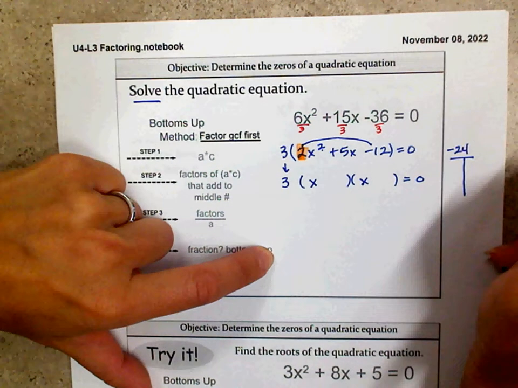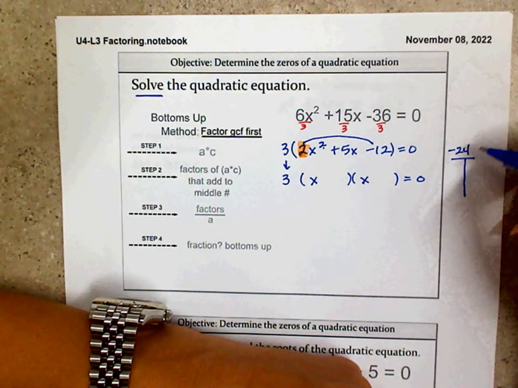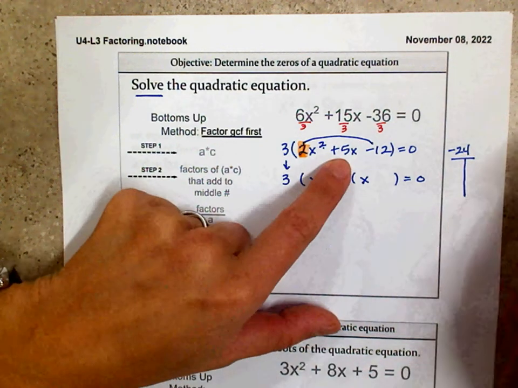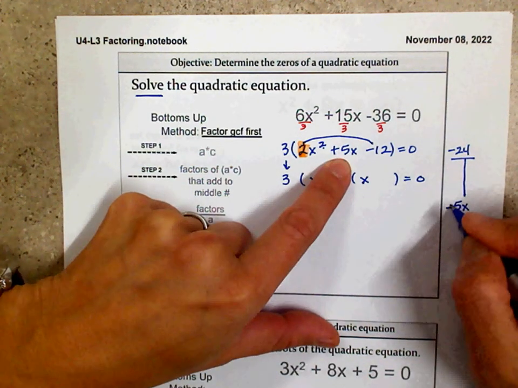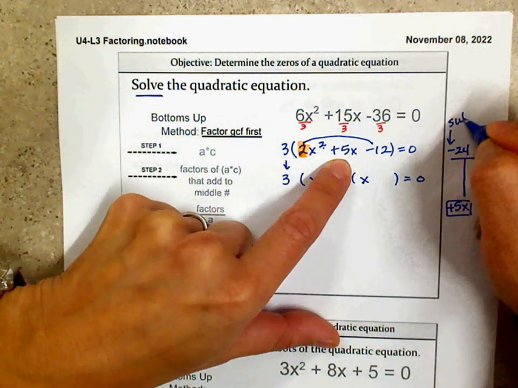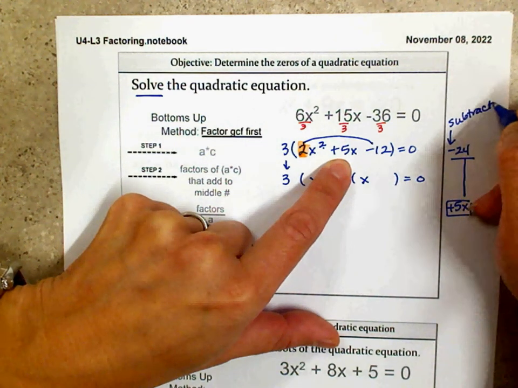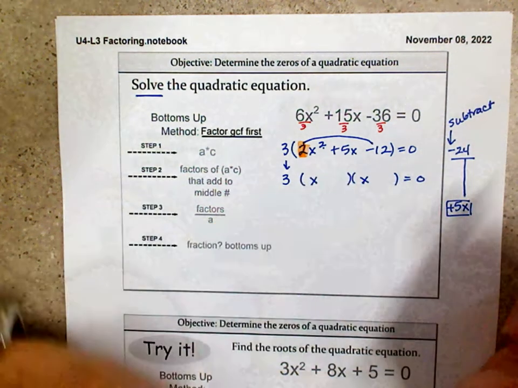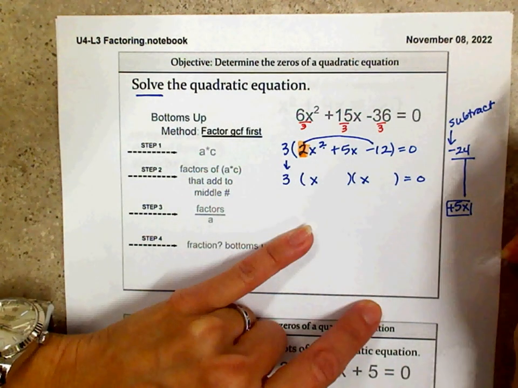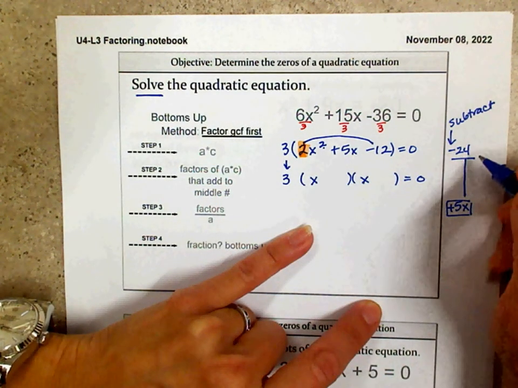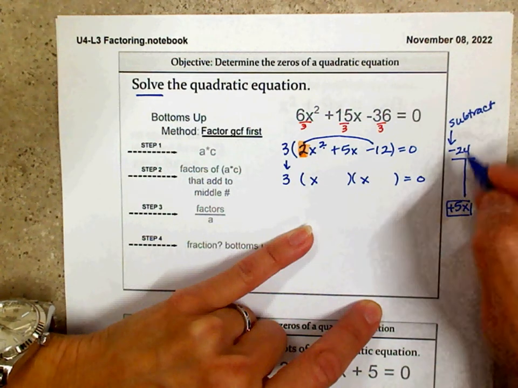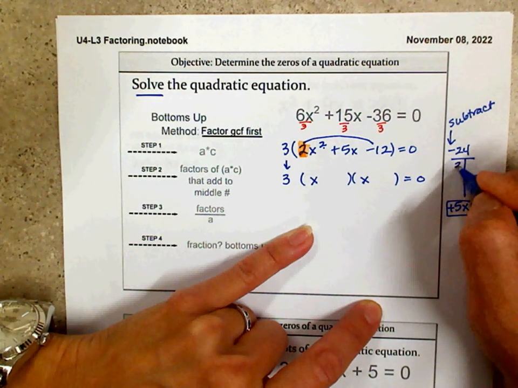All right. So what you want to do is find 2 numbers that multiply to give you negative 24, and subtract to give you positive 5x. And how do I know to subtract? Because that's a minus. Okay? So that means one of your numbers is going to be a plus, the other one's going to be a minus. So what are my 2 numbers that multiply to give you 24 and subtract to give you 5? That would be 3 and 8.